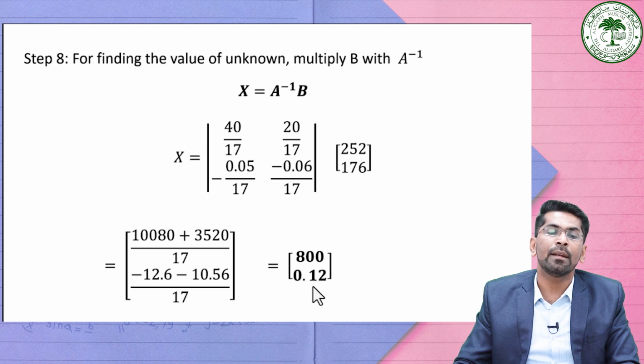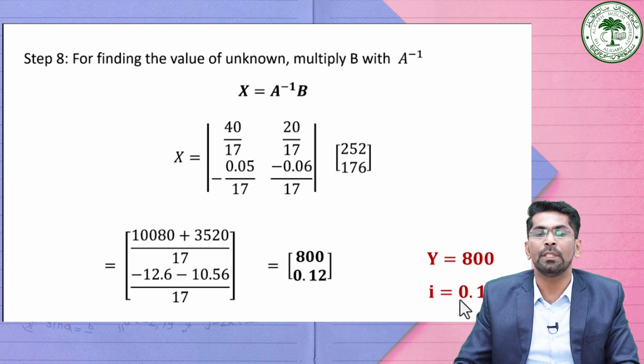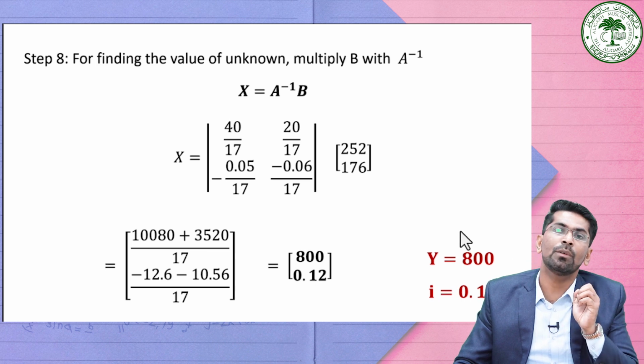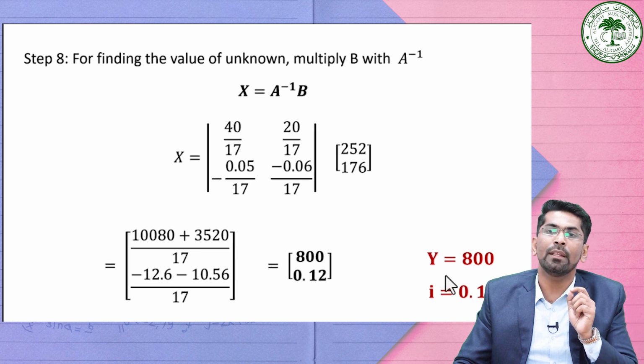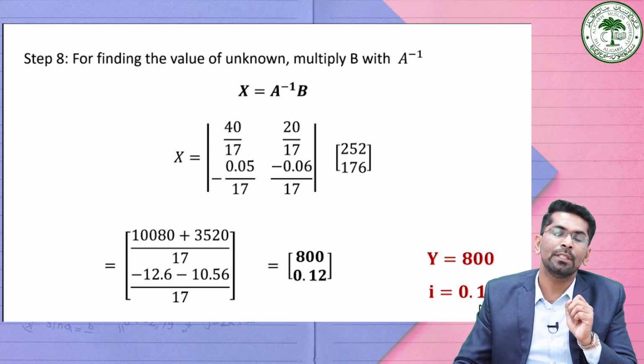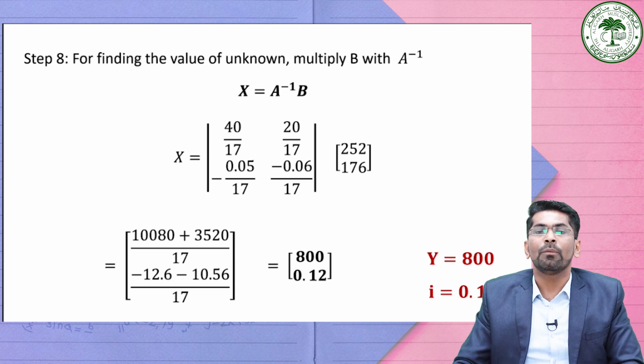See what this 800 and 0.12 is actually showing. It is nothing but the equilibrium level of national income, that is Y, which is equal to 800, the national income, and the 0.12, which represents the rate of interest, that is I, the equilibrium level of the rate of interest, which is equal to 0.12. So as per the IS-LM model, which actually shows the various combinations of the equilibrium level of income and the rate of interest, here the equilibrium level of income is equal to 800 and the equilibrium level of the rate of interest is equal to 0.12. So we can conclude here.